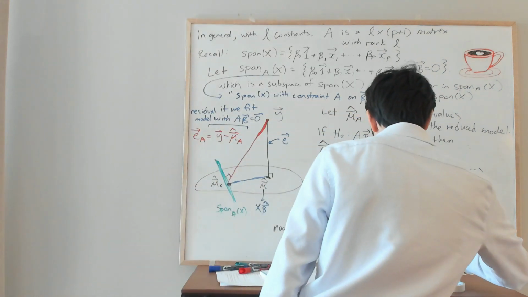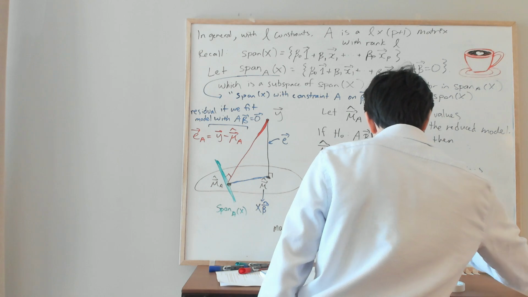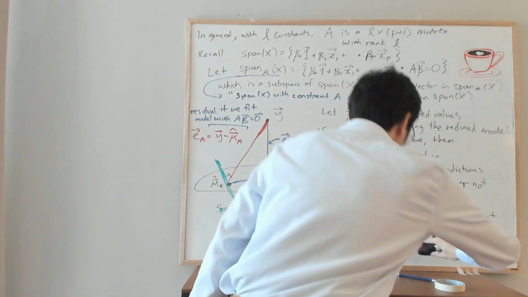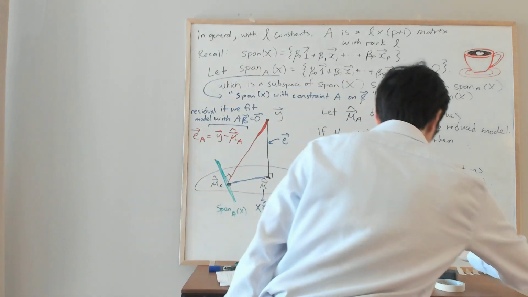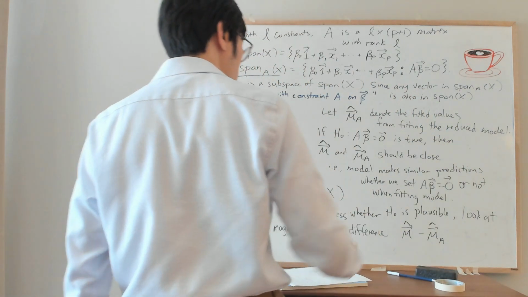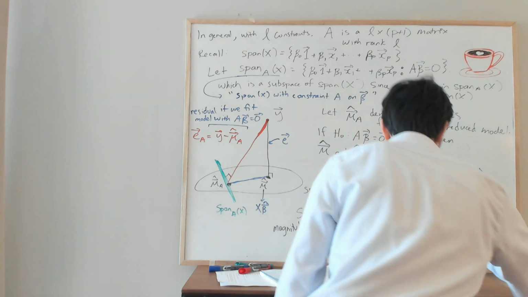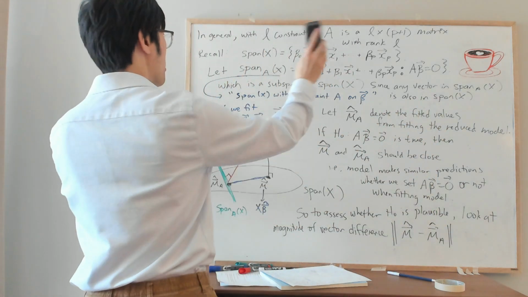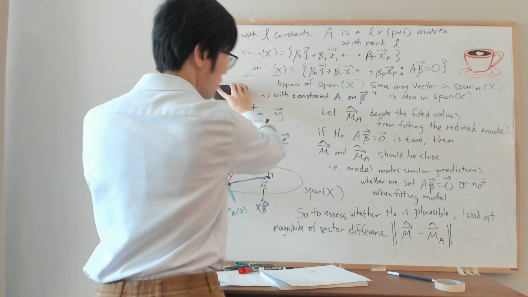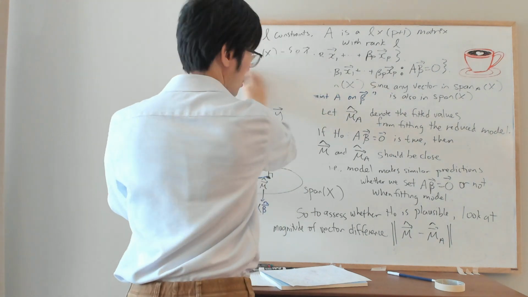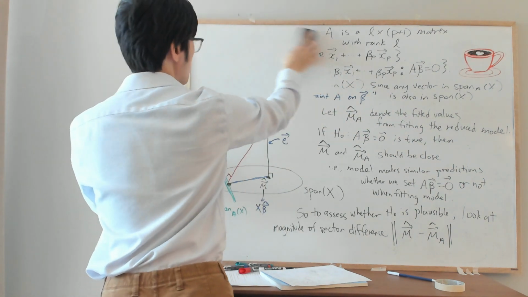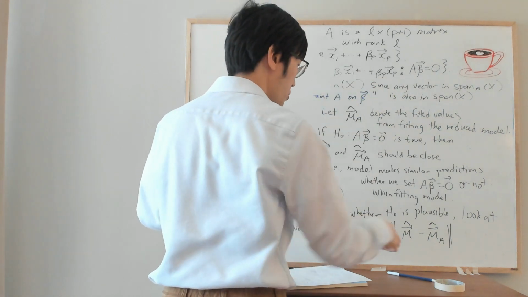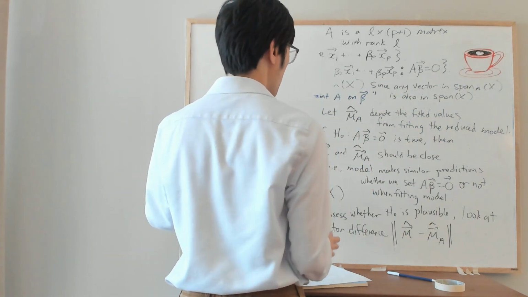Okay, so we're taking the difference of these two vectors. So we're taking the fitted values for the full model minus the fitted values for the reduced model. And we're going to look at the magnitude, so I'm going to use this notation, the double bar. When I write double bar, in this case, I'm just talking about the Euclidean distance between the two vectors. So this is what it represents, or we can also call it the L2 norm of this vector difference.